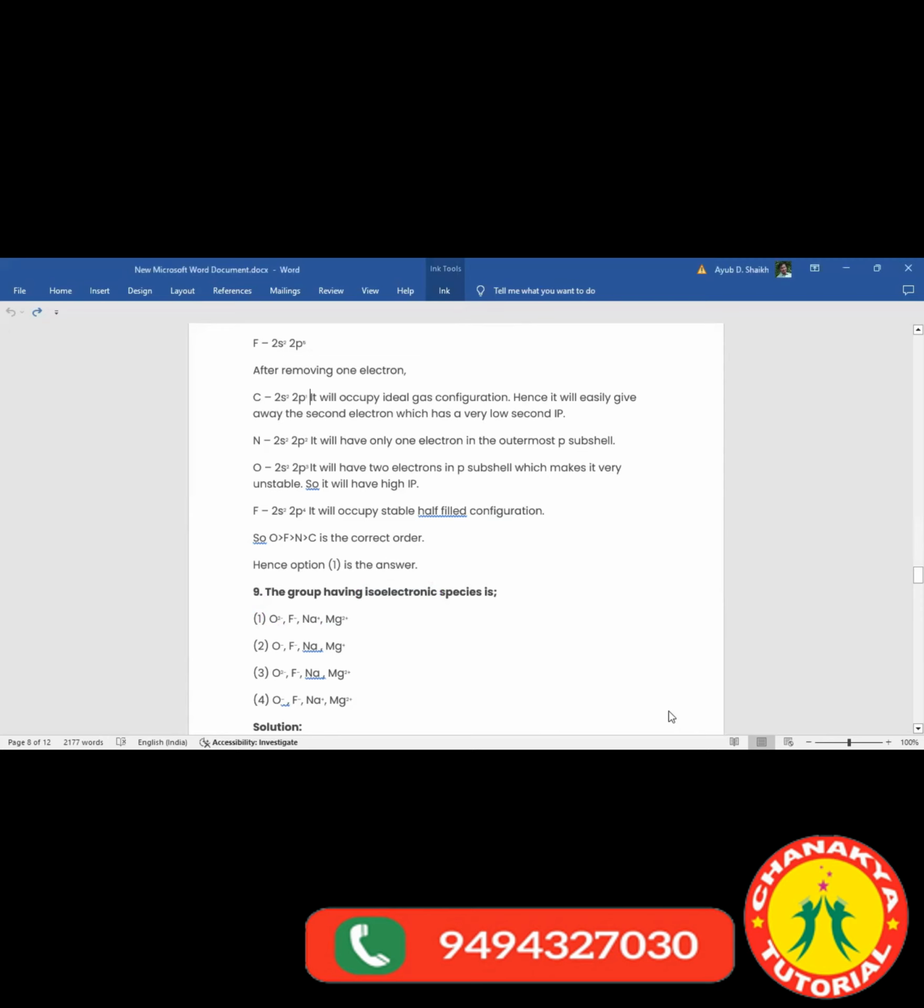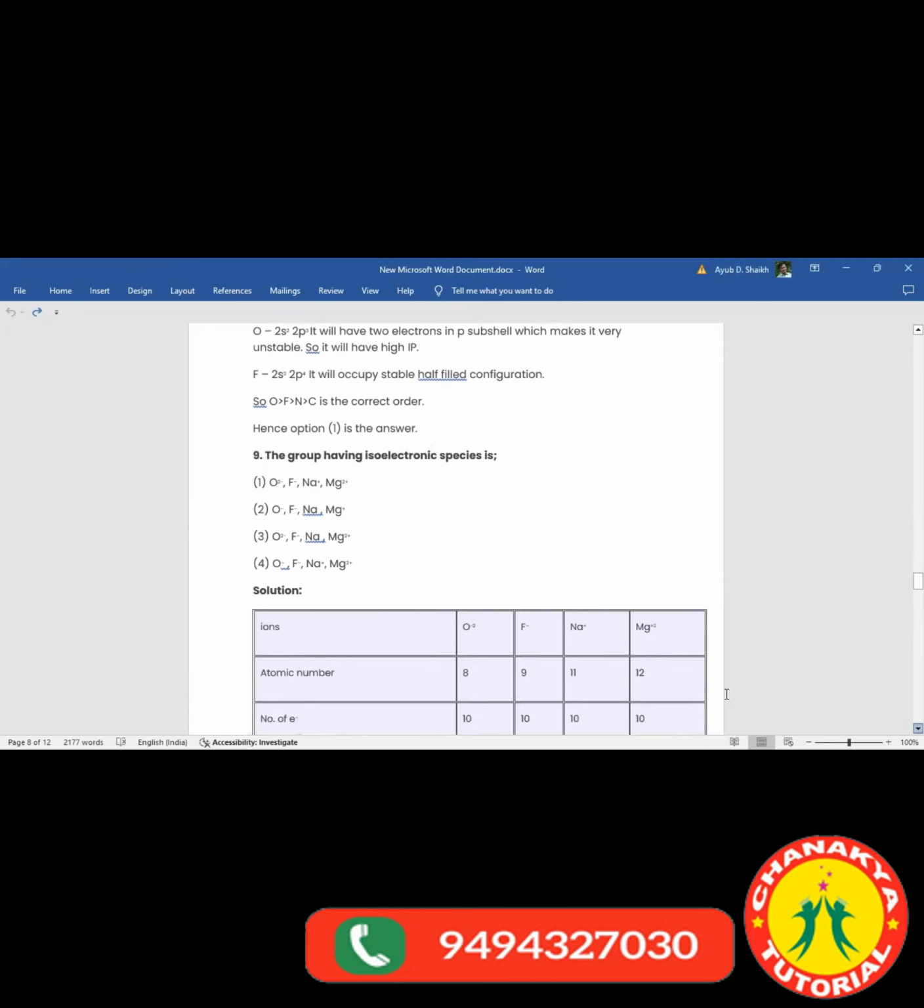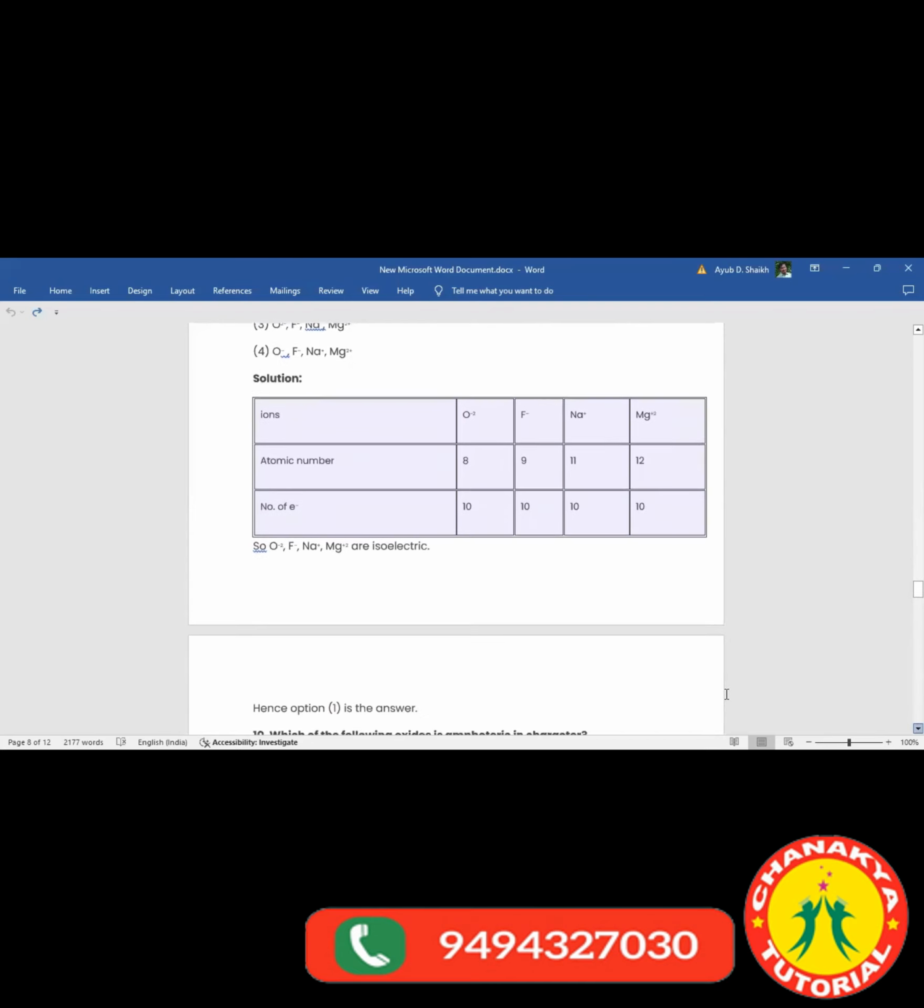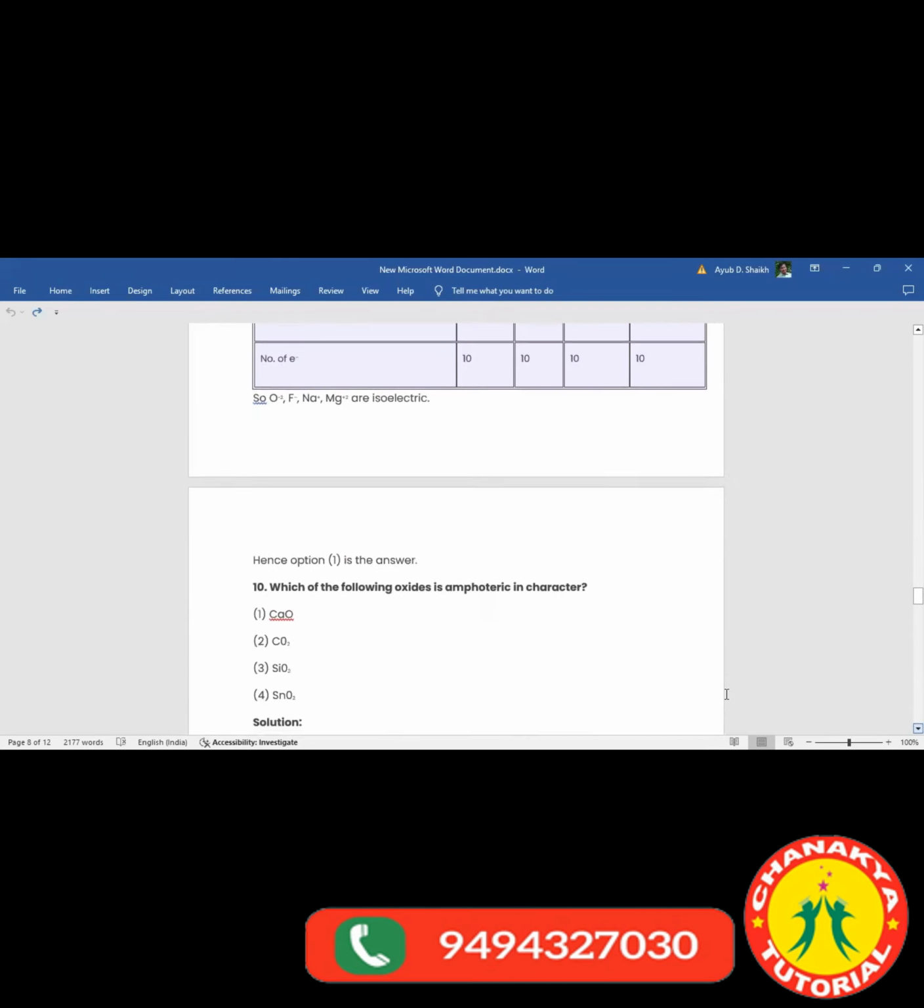I will scroll it down. See, here is the answer which is given to you. If you want to take a screenshot, you can. It's up to you. Now go for the next question.